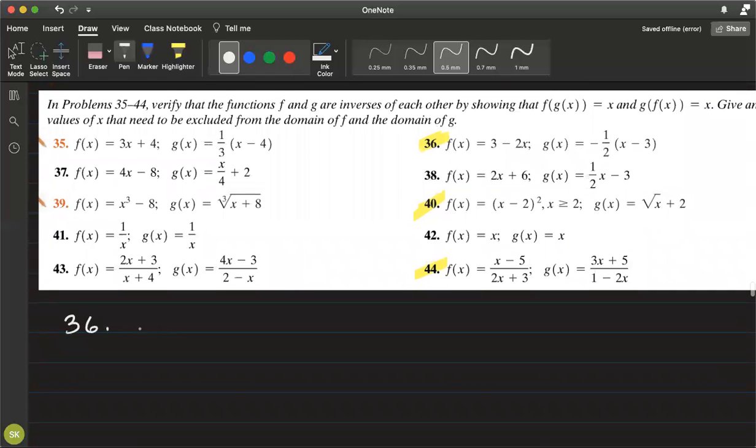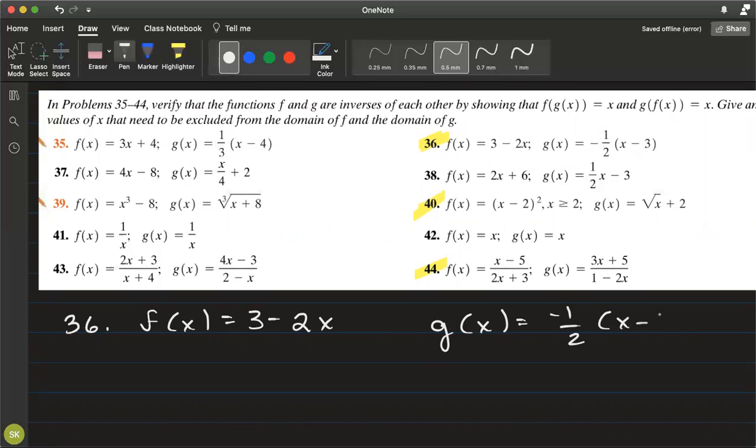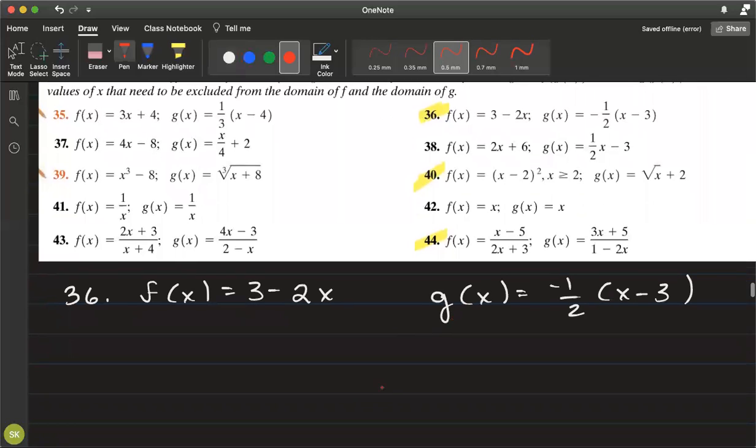So let's start with 36. I'm going to copy it down here. f of x is equal to 3 minus 2x, and g of x is equal to negative 1/2 x minus 3. Now, we could have just been given this function and try to get it to this one. I'm going to do that really quickly, only for this example, just so you have more examples of it. And later on, we're going to do harder examples.